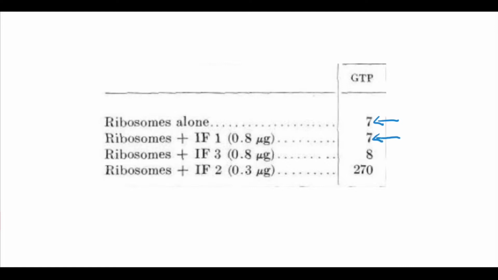They then decided to see what would happen with GTP binding if they added IF1 with the ribosomes, and there was no difference. They decided to do the same thing, but this time they used IF3, and again, there was no difference. But when they did the binding assay with ribosomes and IF2 in the presence of GTP, there was a huge increase in the GTP binding. Also, if you take a look at the amount of IF2 they used, you can see that this is a lot less than the amount of IF1 and IF3 that they used in their experiments. And again, there was a huge increase in the GTP binding with just this small amount of IF2. This led them to conclude that it was indeed IF2 that interacted with GTP.